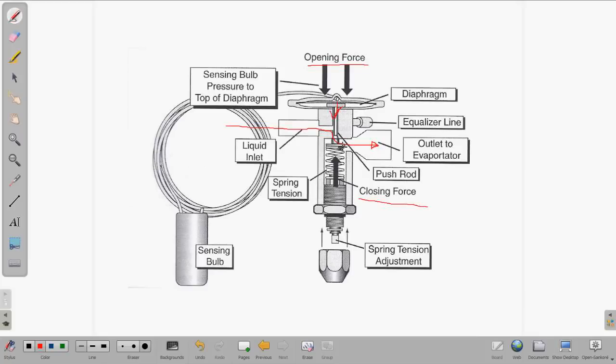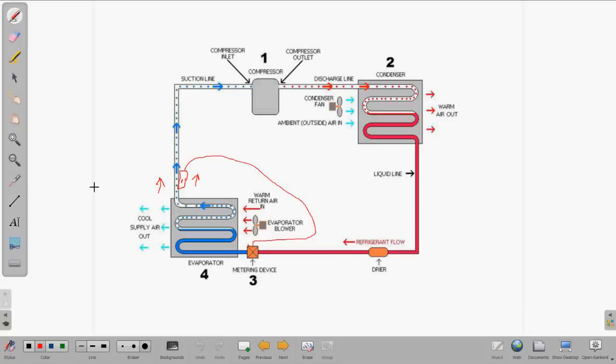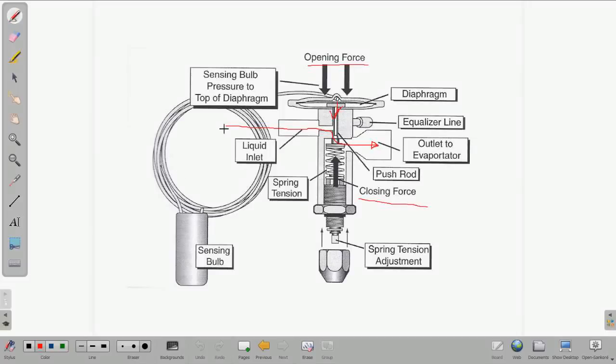So let's say that the sliding glass door is closed and the TXV is metering a lot of refrigerant through the system, but we've now lost a lot of that heat load. Well, the temperature on the outlet of the evaporator goes down. So the temperature goes down, the pressure goes down in the sensing bulb, and again, the sensing bulb is an opening force, and that pressure starts reducing the opening force on the diaphragm.